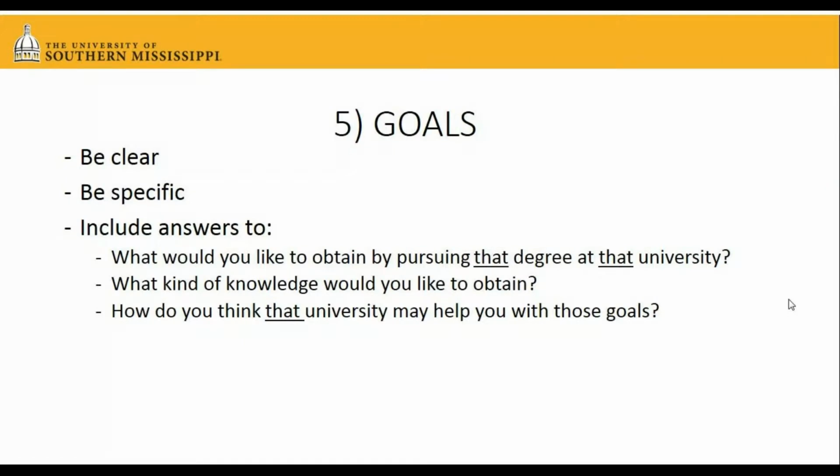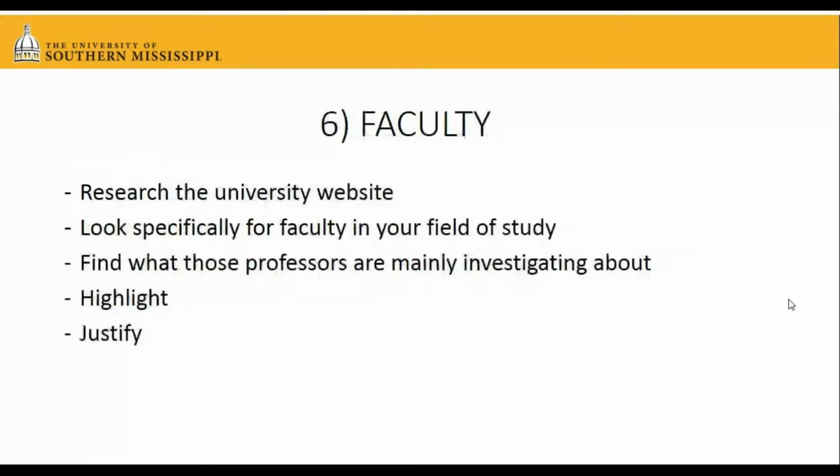Is it the location of the university? Is it the specific academic program? What is it that made you think this is the best university that can help you with your goals, okay, that you have? So think about that when you are writing about your goals, okay? Be very, very specific about your goals.